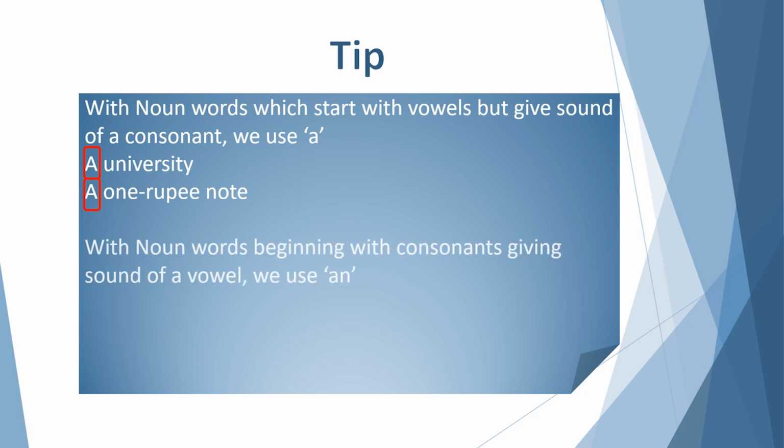Now, with noun words beginning with consonants, giving the sound of a vowel, we use an. For example, an MLA. So see, the letter is M, but still it gives the sound of a vowel because it is pronounced as MLA. So we have used an. Similarly, an hour. The word gives the sound of a vowel, so we have used an before this.